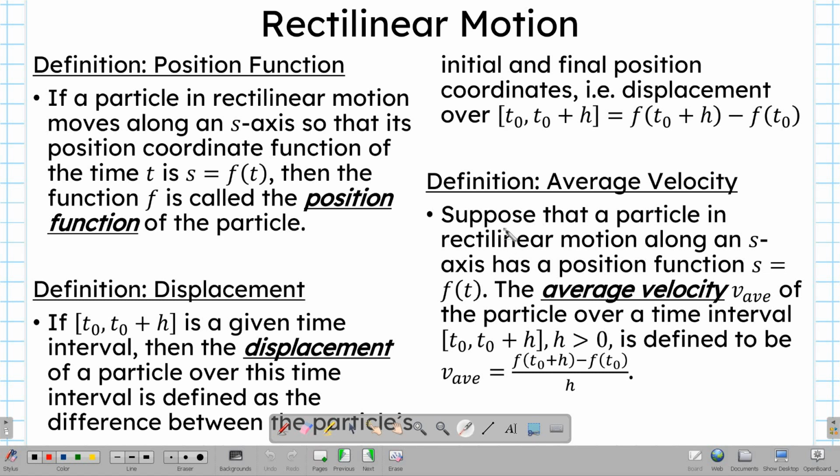One example of having the derivative as rate of change is applying it on one-dimensional motion, or what is known as rectilinear motion. So, to start off, we first define the position function. If we have a particle or an object in rectilinear motion that moves along an s-axis so that its position coordinate as a function of time t is s equals f of t, then the function f is called the position function of the particle.